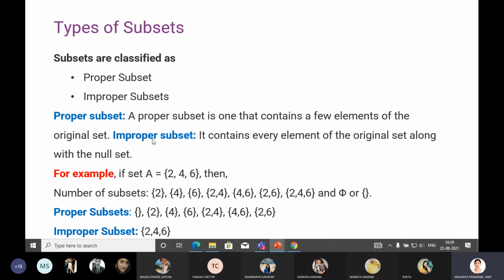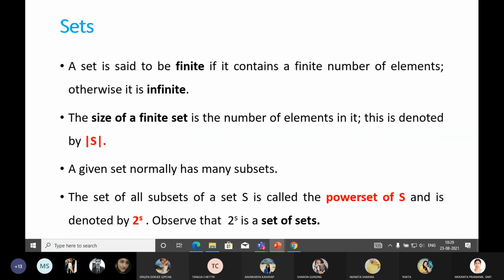Okay, that's why it is called the improper subset. You can notice here it has all the elements as in the original set. So we have seen the concept of the proper and improper subset.